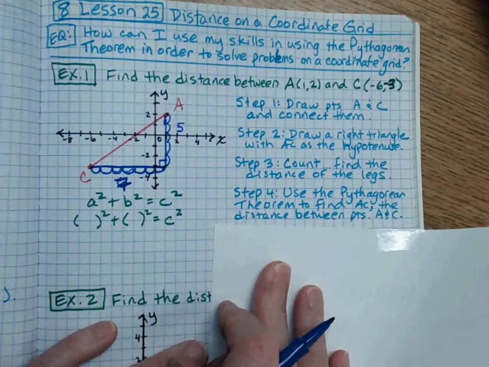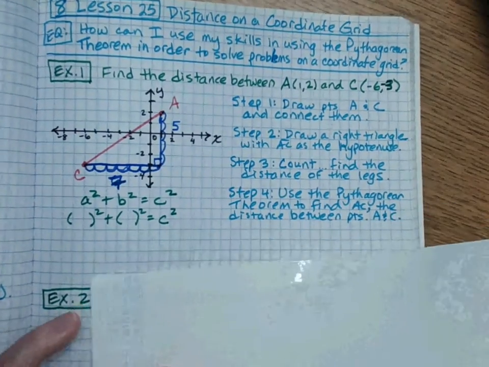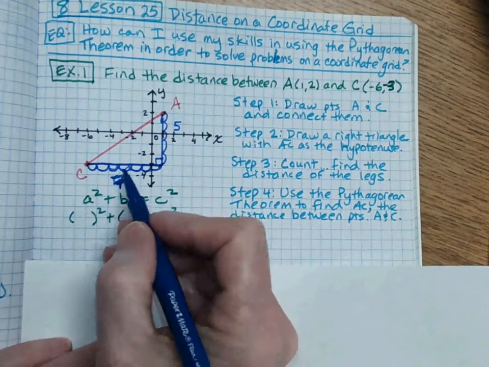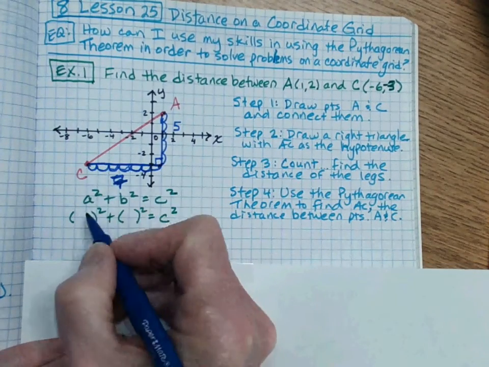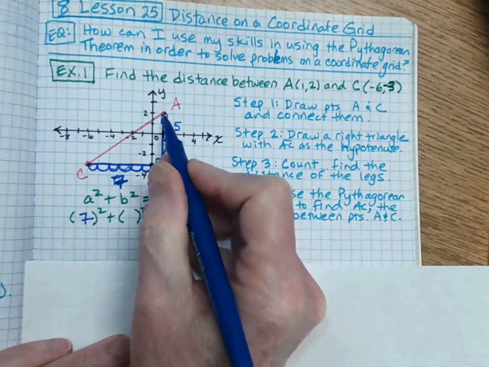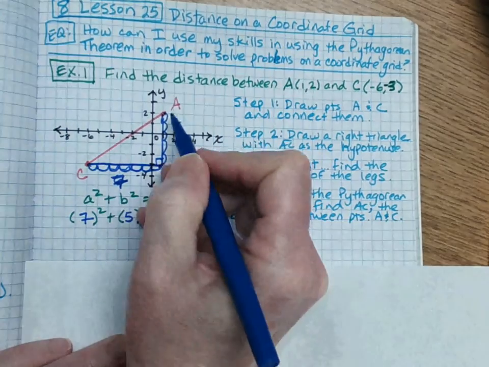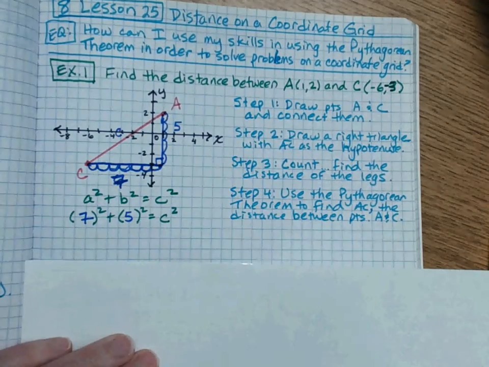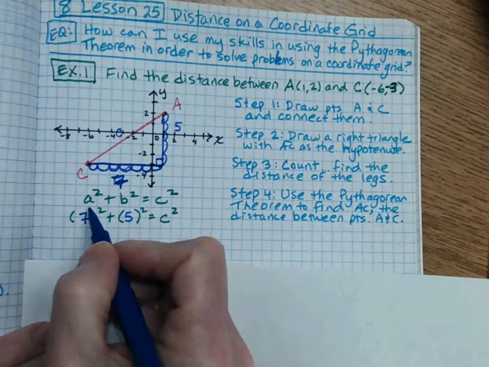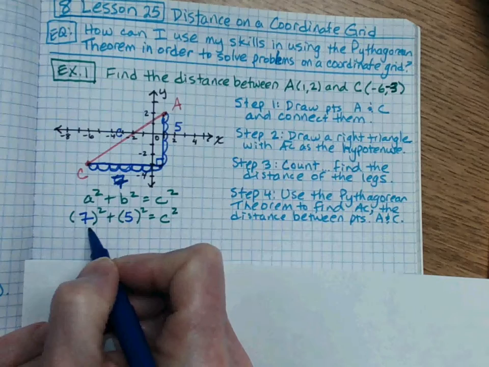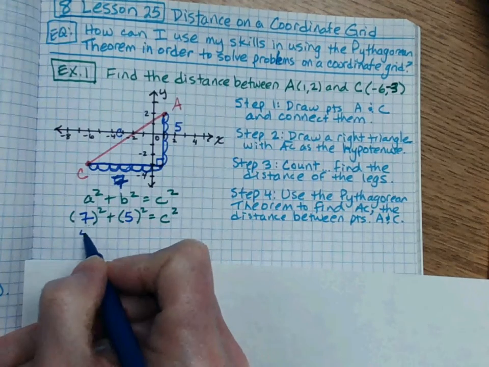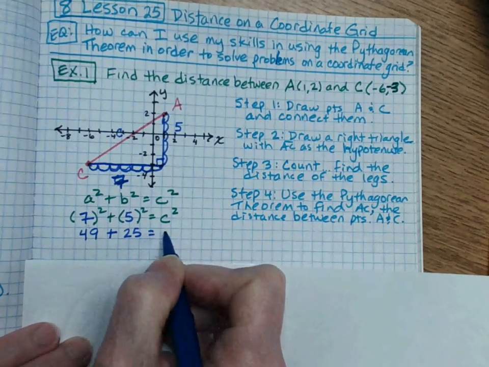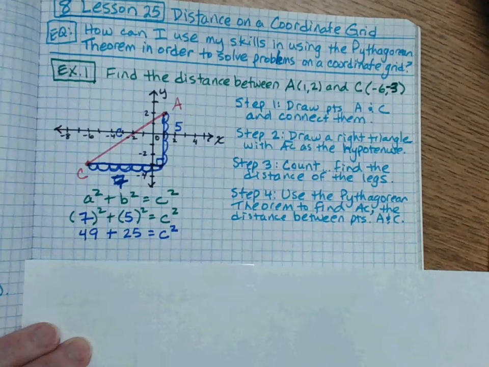So now we're going to use the Pythagorean Theorem to find the distance between point A and point C. So I will call this distance A, and I'll call this distance B, and then my distance between A and C I will call C, or you could use X. So I know that A squared plus B squared equals C squared. A squared is 7 squared, which is 49. 5 squared is 25. And that equals my hypotenuse squared, which is my distance between these 2 points.